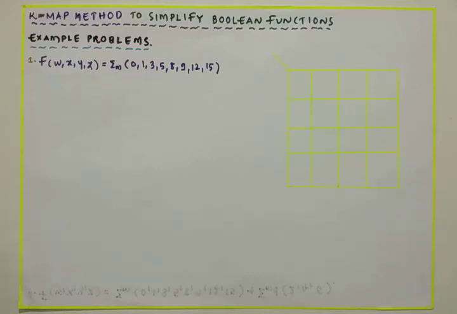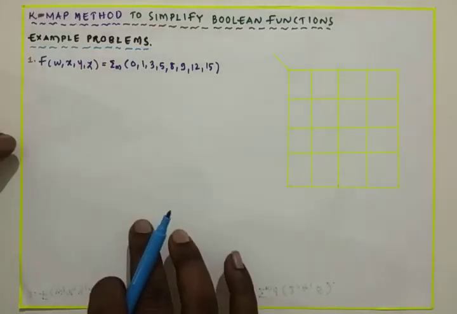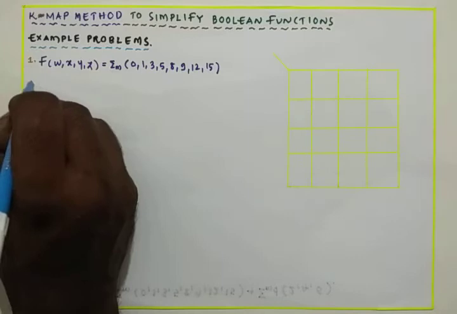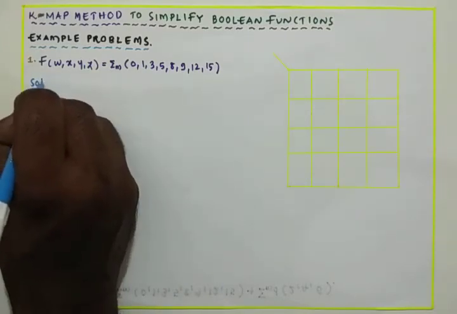Now I am going with two example problems in this. First example problem: f of w x y z is equal to sigma m of 0, 1, 3, 8, 9, 12 and 15. This is the given question. By using the K-map method, we have to simplify it, and for this, we have to analyze the given question.